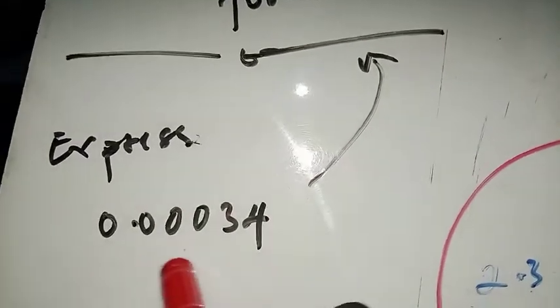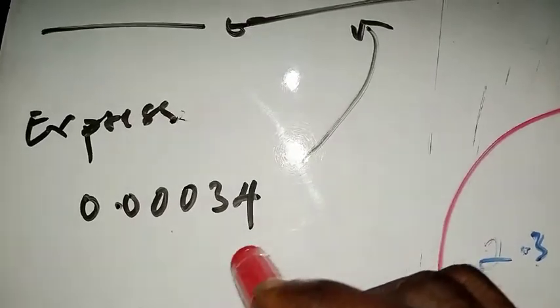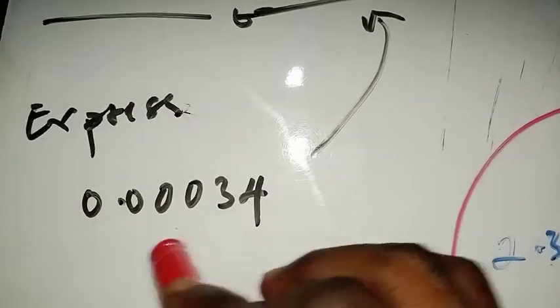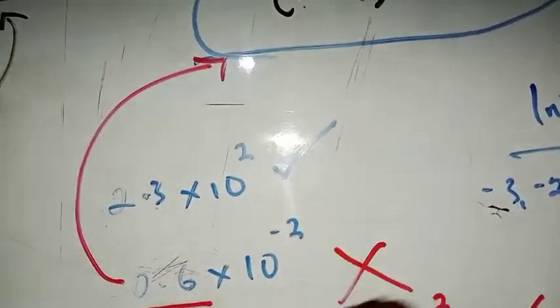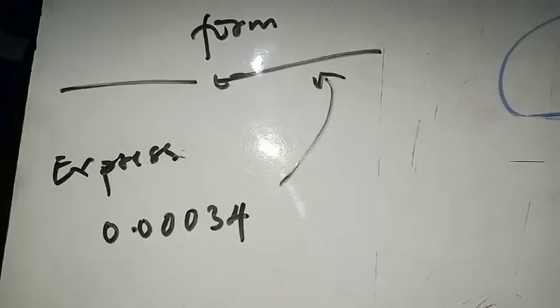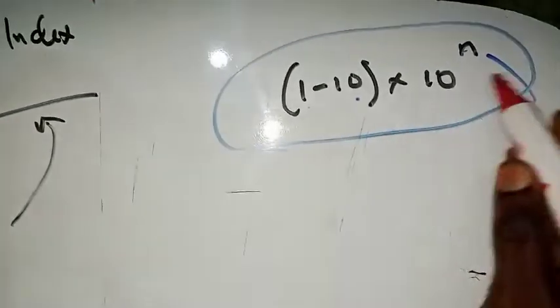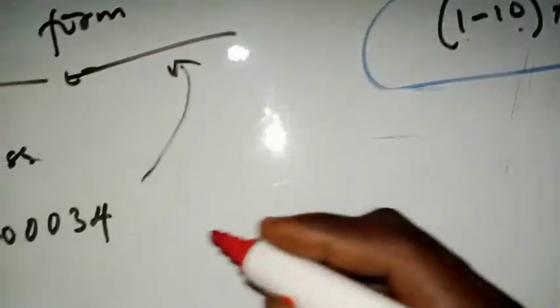So back to our question, you want to convert this number to standard form. Of course, this is not in standard form because the number 0.00034 is less than 1, right? So you want to rewrite this to look something similar to this one. Let's see how to do that. Since we know where we are heading, we want to rewrite this to look something of this nature. By the way, this is what we call standard form.